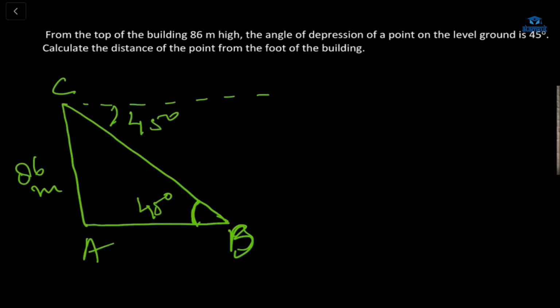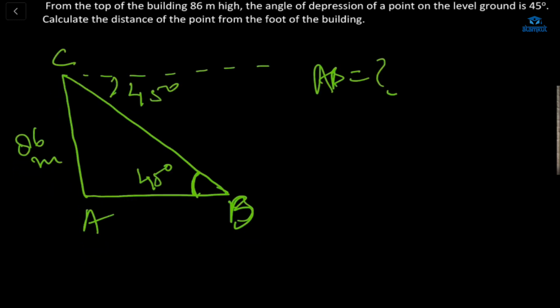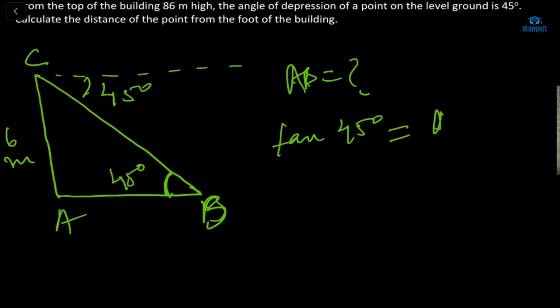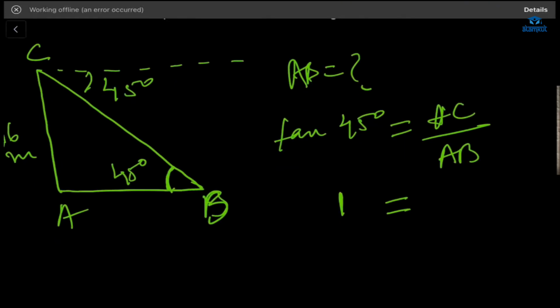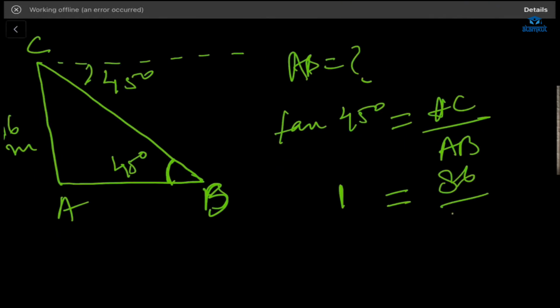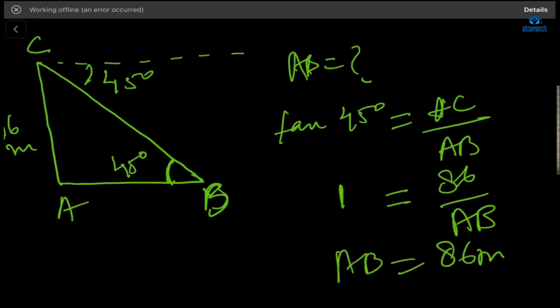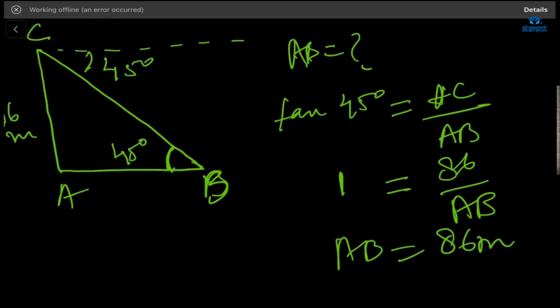Okay, you have to find out AB. So AB will be the base, and we know so we can apply tan 45 degree. Tan 45 degree will be equal to AC upon AB. So tan 45 degree is 1, which is equal to AC upon AB, and AC is 86. So AB will also be equal to 86 meter, and the distance of the point from the foot of the building is 86 meter.